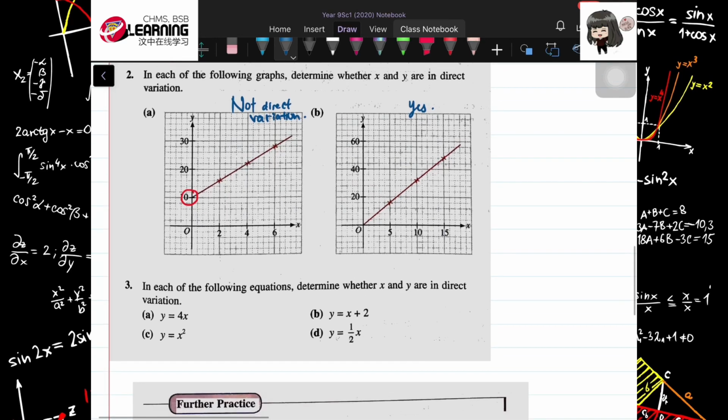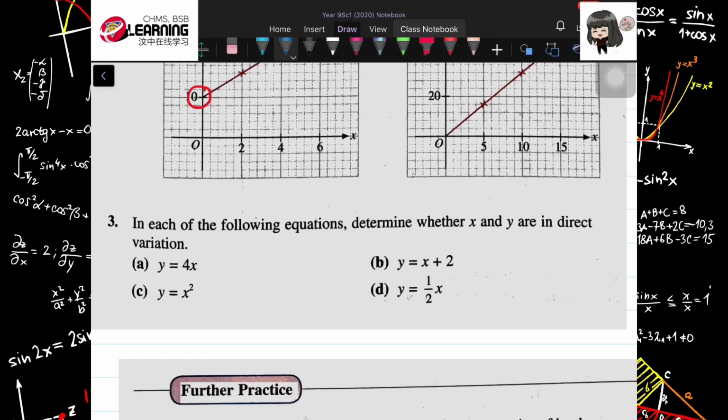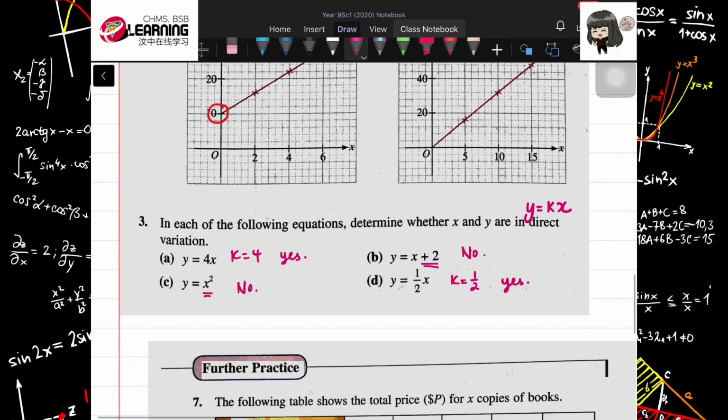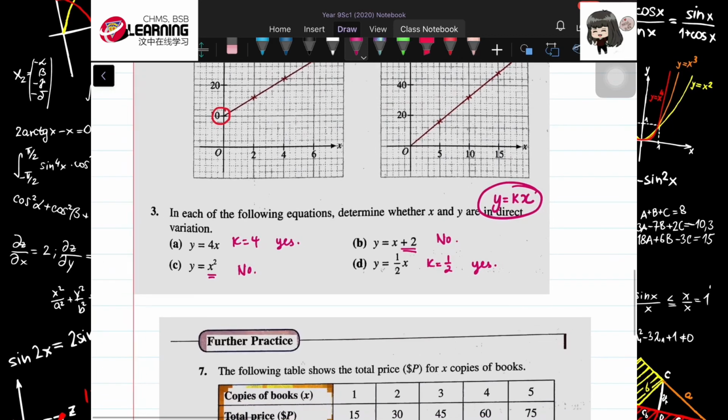Now number 3. In each of the following equations, determine whether X and Y are in direct variation. Remember, when I say direct variation, it's always Y equals KX. Let's look at A. Y equals 4x and your k here is 4, so yes, it is a direct variation. B, y equals x plus 2. There's a plus 2 here, so it's not a direct variation. And C, we have an x squared, so no. It's not a direct variation because we have only x, with a constant k. How about D? Y equals half x, so your k here is half. So yes, it's a direct variation. It must fulfill y equals kx. That's for question number 3.